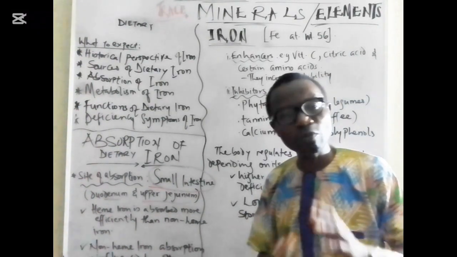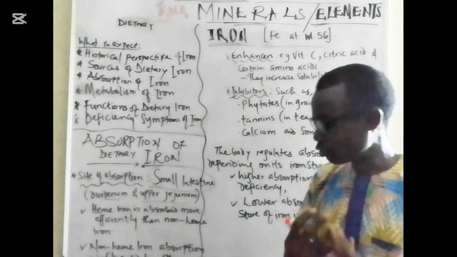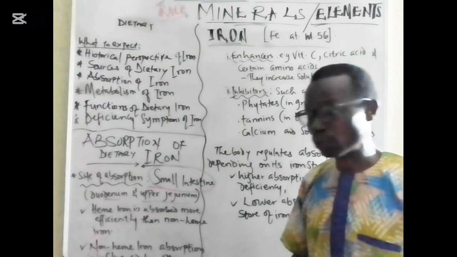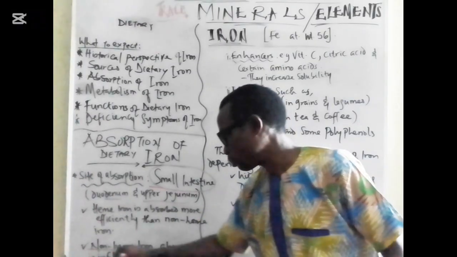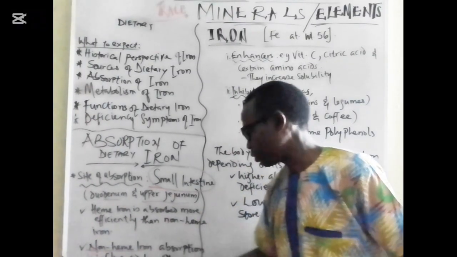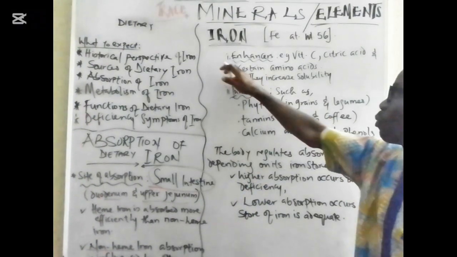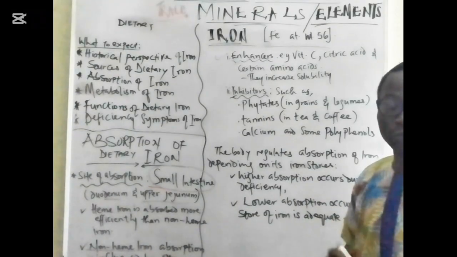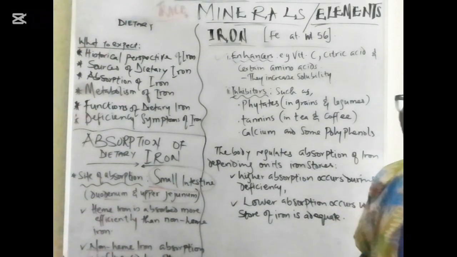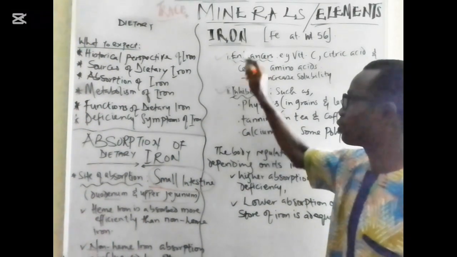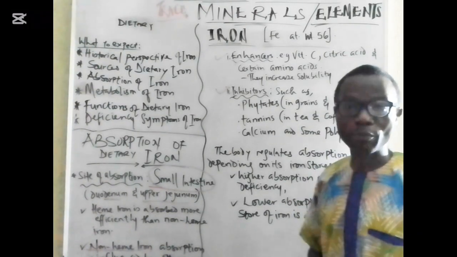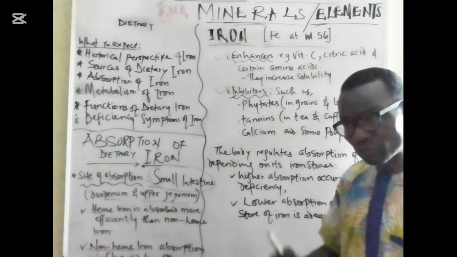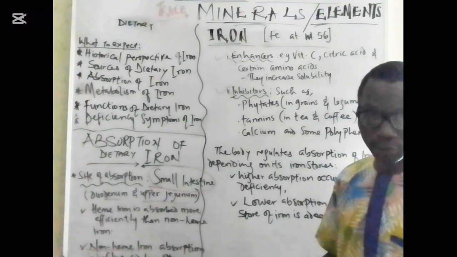So there are some factors that actually affect the absorption of non-heme iron. What are those factors? Now we look at them. Number one, we have the enhancers, and on the other side we have the inhibitors. Of course, from the name you can tell enhancers help something to happen. The inhibitors prevent or slow down the absorption of it.